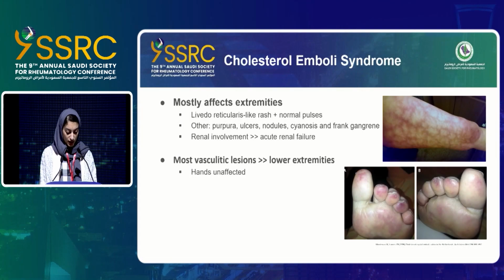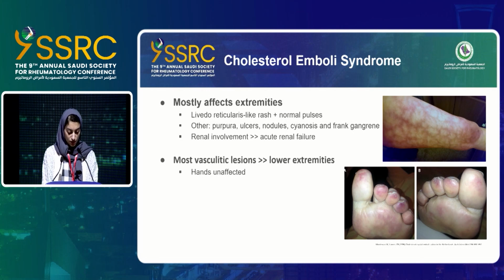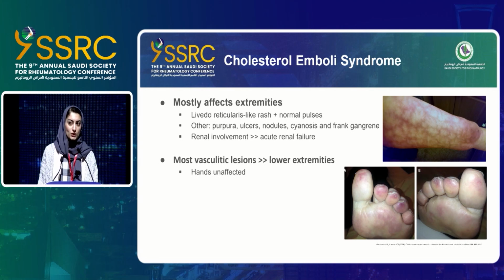It most commonly affects the extremities, where it manifests with symptoms of limb ischemia, in addition to kidney involvement in some patients. In most cases, vasculitic lesions are found in the lower extremities. Hands are usually unaffected.